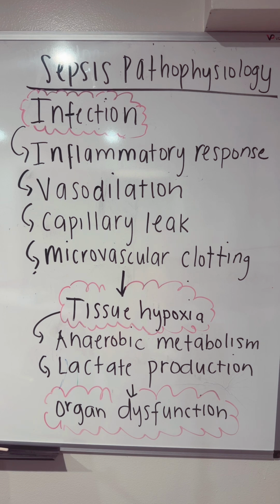So let's talk about the pathophysiology of sepsis. So sepsis starts with an infection, and this infection triggers a massive inflammatory response throughout the entire body, and the immune system will release inflammatory mediators to fight the infection. But these chemicals that are released can also cause damage to the body's own tissues.